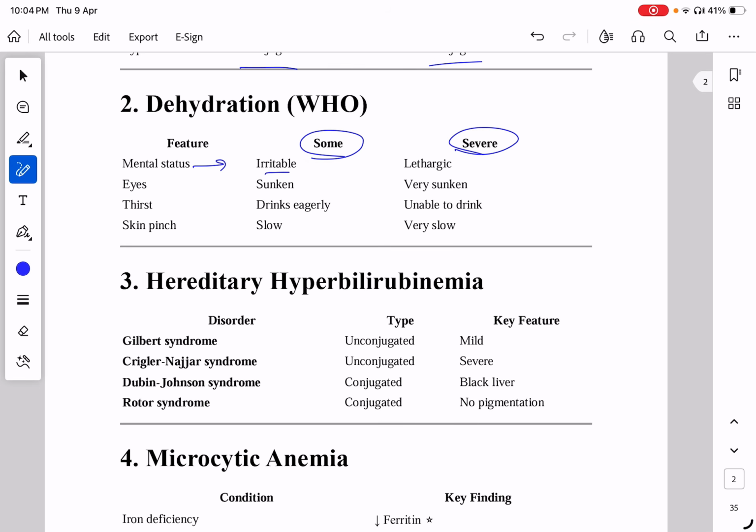Now dehydration: mental status and some versus severe dehydration. Mental status is irritable in some, while lethargic in severe. Eyes are sunken in some, very sunken in severe. Thirst: some dehydration patients will drink eagerly, while if the patient is severely dehydrated, he is lethargic, so unable to drink. And skin pinch goes back slowly in some dehydration, while it's very slow in severe dehydration.